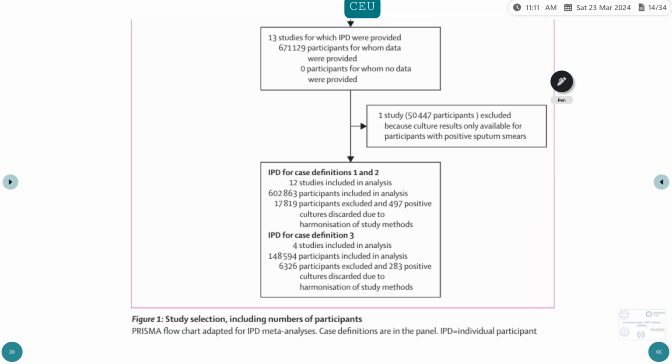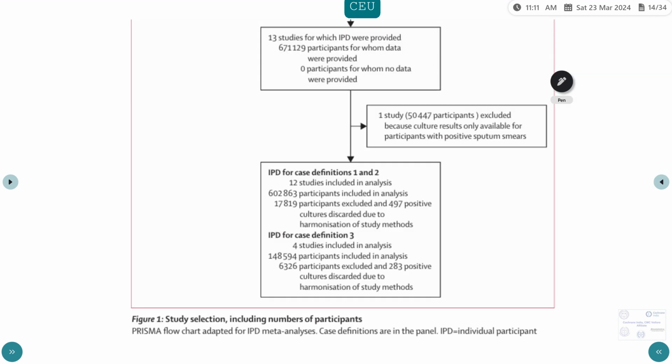So finally, we were left with 13 studies. Of the 13 studies, 1 study had to be excluded because the culture results were only available for the positive sputum smears. Finally, we had 12 studies for case definition 1 and 2, which is no persistent cough or no cough, and only 4 studies for definition 3, which was no symptoms at all.